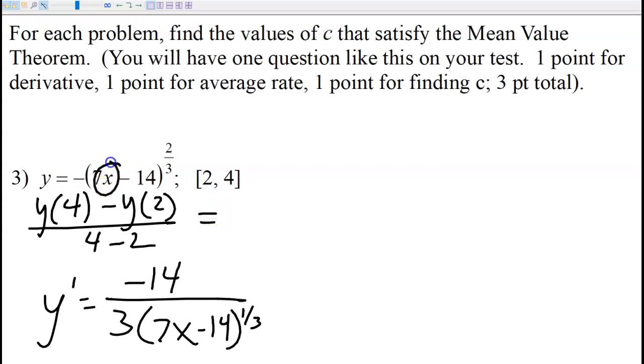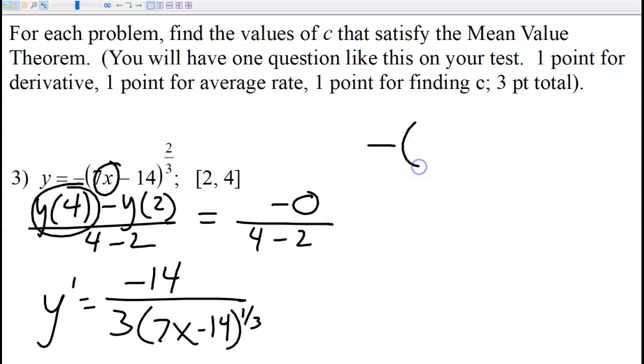Now when you plug 2 in here, 7 times 2 is 14, and 14 take away 14 is 0. So that whole thing right there just becomes 0, so that's nice. But this guy here gets to be a little messy. So I'll show you how to work that out.